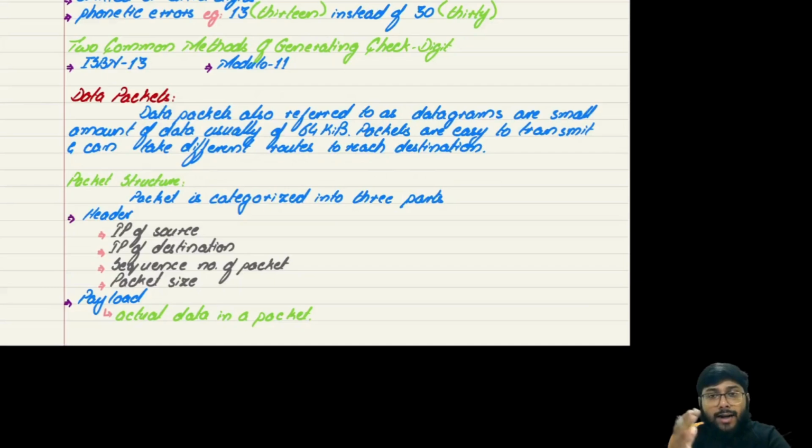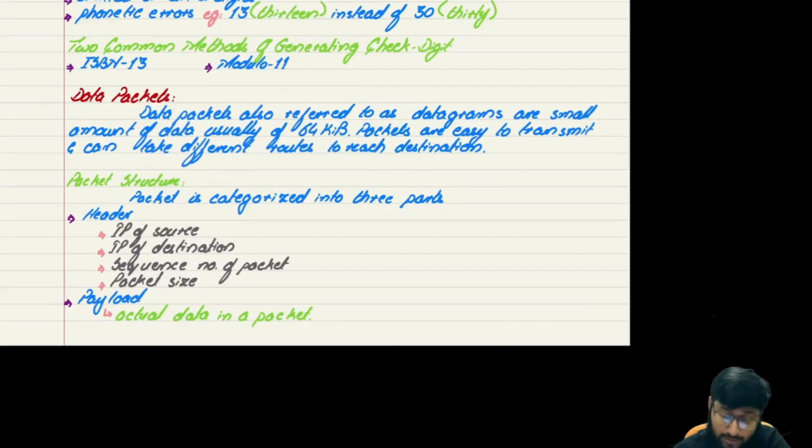Now when it comes to the datagram or the data packet, it is quite easy to transmit data from one end to another if we divide a bulk amount of data into small chunks of 64 KB, or more or smaller than that. So it would be easier for us to transmit. Now when it comes to the packet structure, that means a small chunk, there is a structure to that chunk. How is it categorized further?